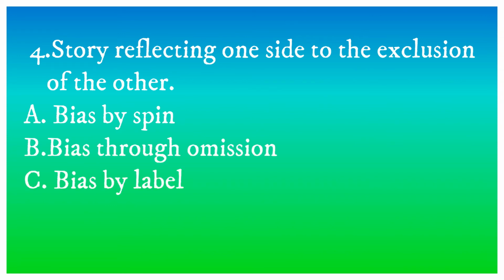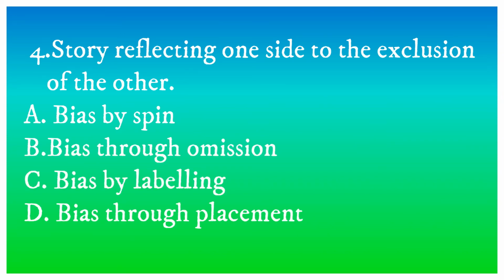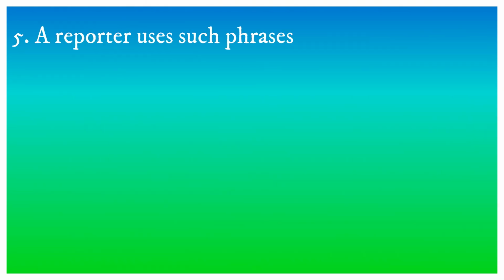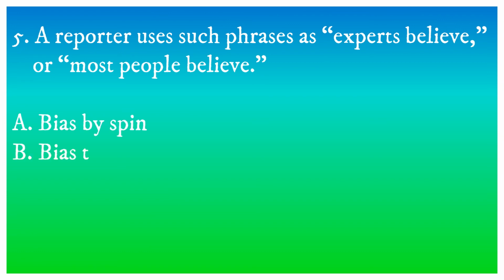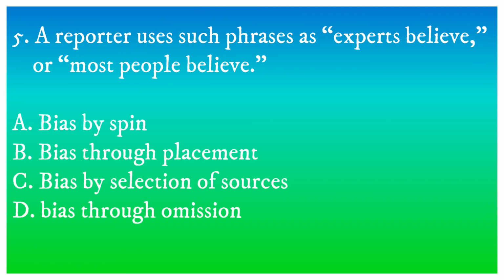Number 4. Story reflecting one side to the exclusion of the other. A. Bias by spin. B. Bias through omission. C. Bias by labeling. D. Bias through placement. Number 5. A reporter uses such phrases as experts believe or most people believe. A. Bias by spin. B. Bias through placement. C. Bias by selection of sources. D. Bias through omission.